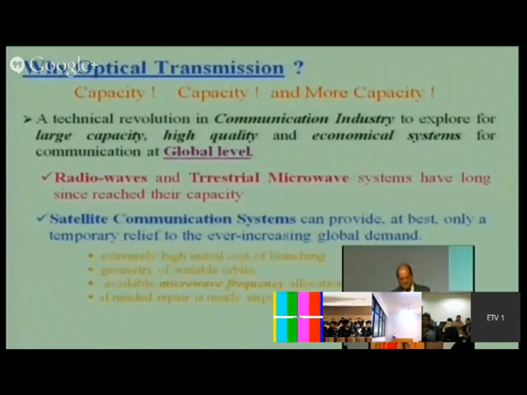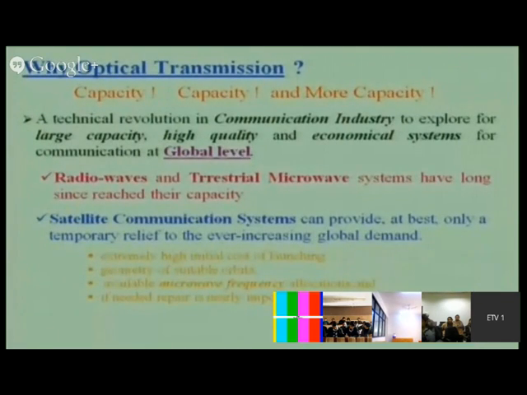Satellite communication can provide at best only temporary relief to the ever increasing global demand. In satellite communication, we have geostationary satellites, and from the satellite we can have an uplink and a downlink, and it can go all over the globe. So satellite communication is one medium, but it has many limitations. The important point is the extremely high initial cost of launching. Launching a satellite involves huge expenses. Every country cannot afford to launch a number of satellites. So it's a very expensive option.